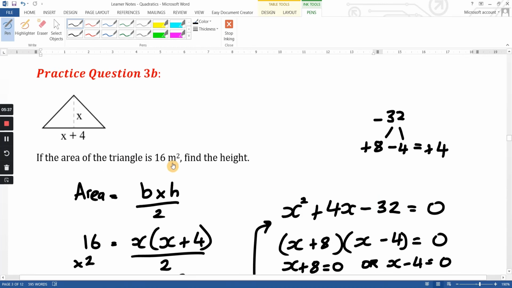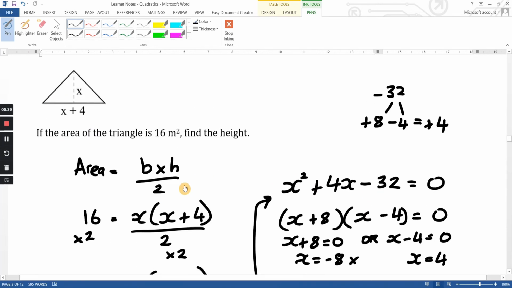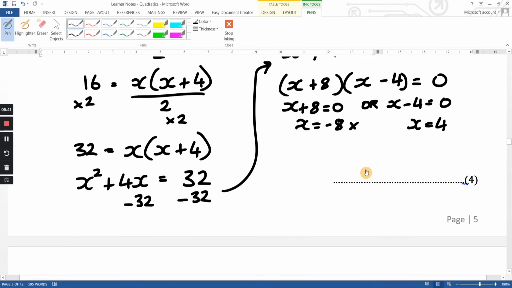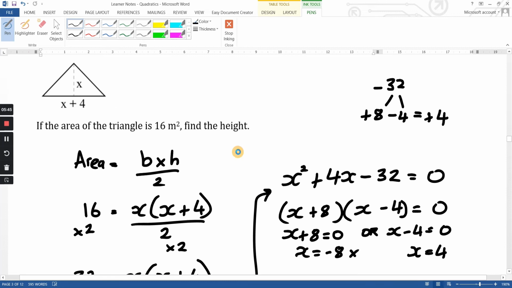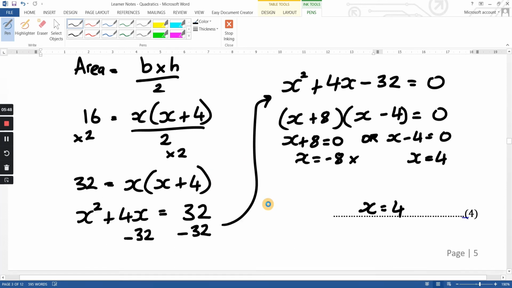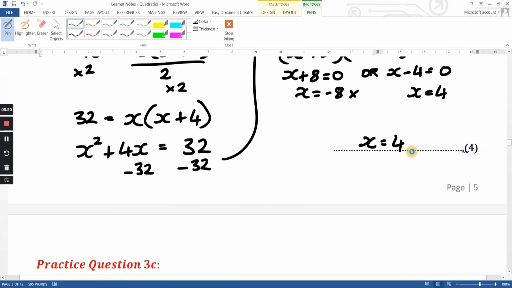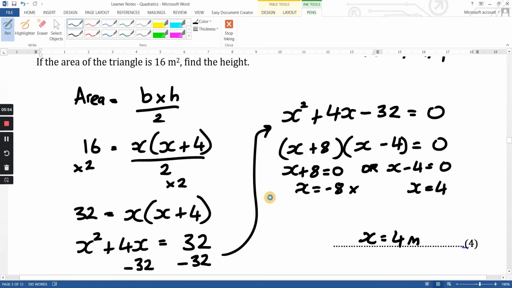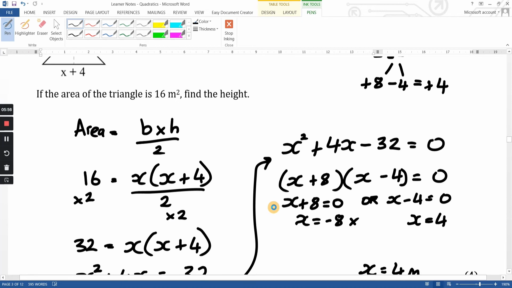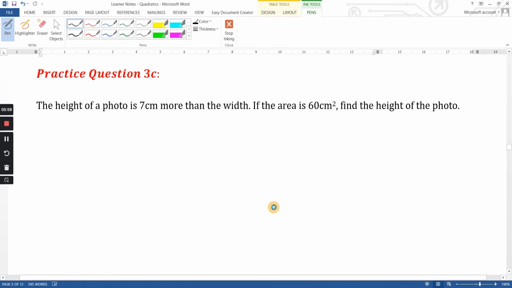What was it asking for? Find the height. Well, the height was x, so x is going to be 4, and that's going to be in meters because they're using meters squared. So the height is going to be 4 meters. Yep, 4 marks for that. That's a good one. Let's move on to the next one.